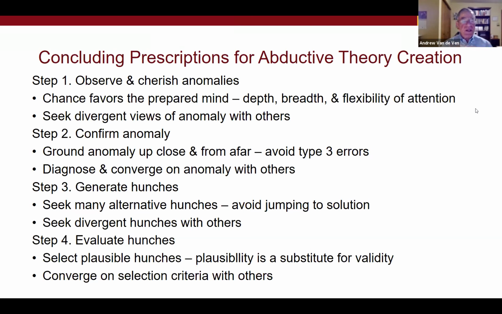Step 3, generating hunches, seeking many alternatives. Avoid jumping to any one solution by diverging and getting divergent hunches from other people, collaborators, colleagues. And then finally, evaluating hunches, selecting the plausible ones, where plausibility is the substitute for validity, and where we want to converge in the selection criteria with others.